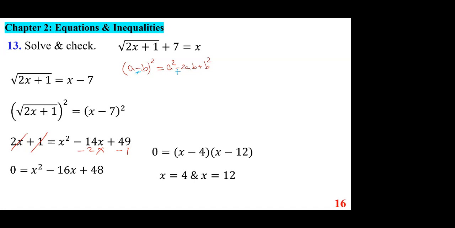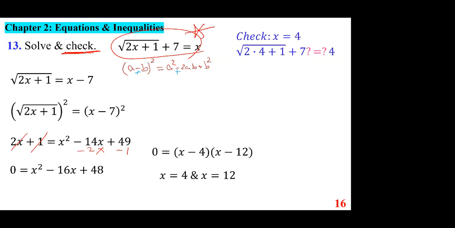And we must check with the original equation and nothing in between. So we're going to plug in 4 and observe. So when we plug in 4, 2 times 4, 8 plus 1 is 9. The square root of 9 is 3. 3 plus 7 is 10. Is it equal to 4? No. Therefore, 4 is out, everybody.